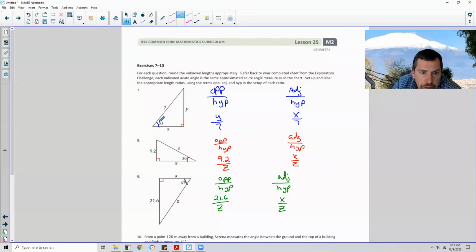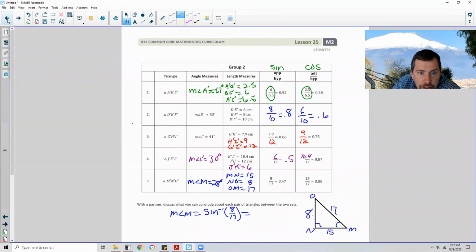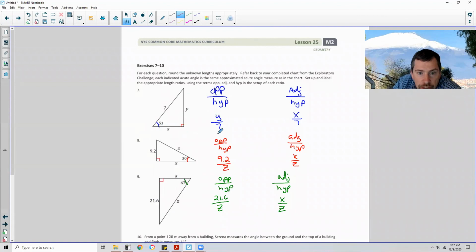All right, so look at 7, and we have 53 degrees. Opposite is y over 7. So I go and look at my opposite over hypotenuse for the triangle that I have a 53-degree angle in. I can use either one, so I'll use this one. I have 8 over 10. So opposite over hypotenuse is 8 over 10 in this triangle, so it's just equals 0.8. 8 over 10 is 0.8.